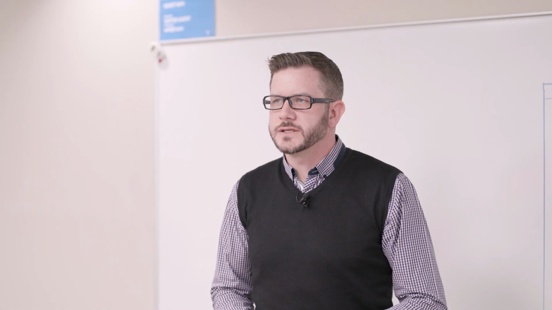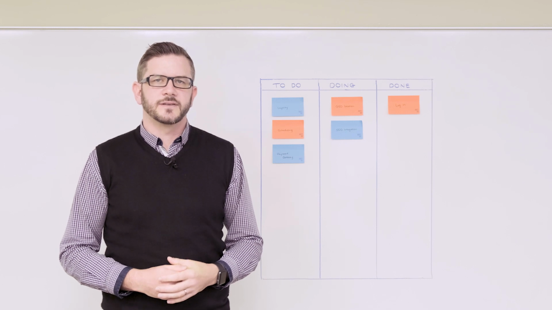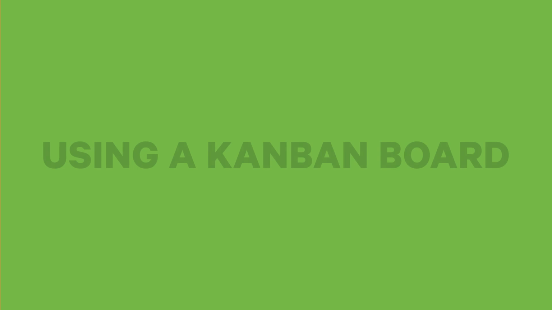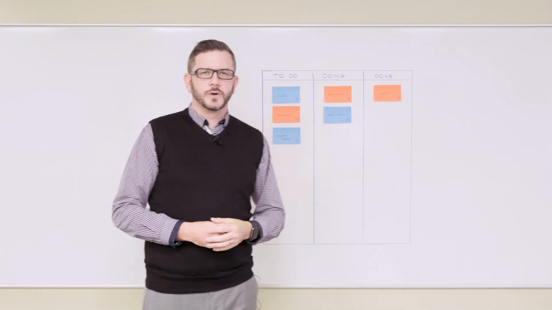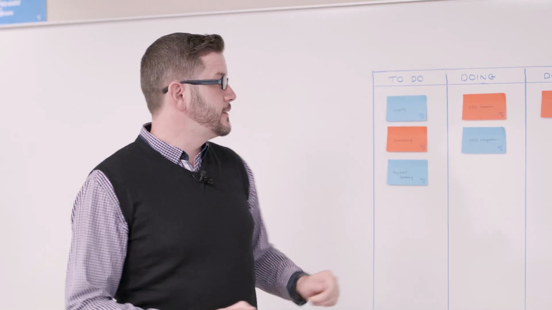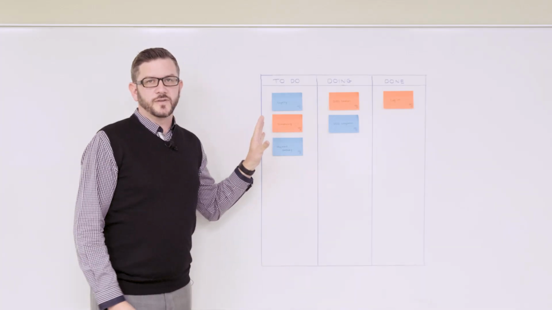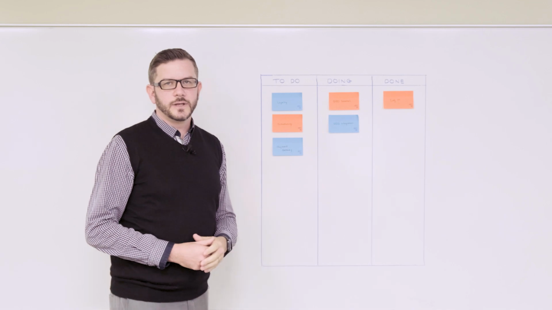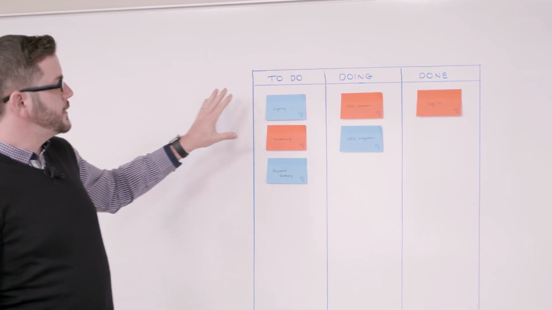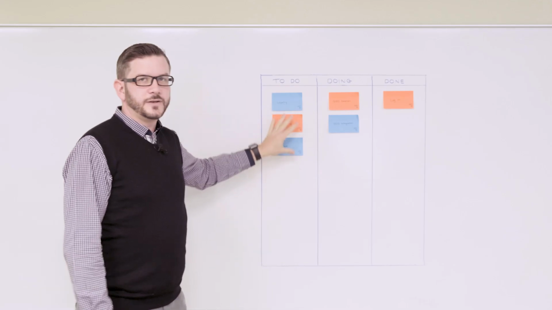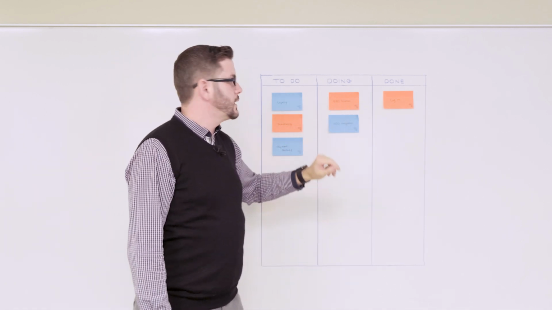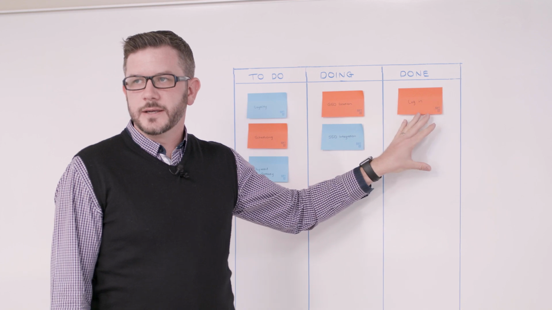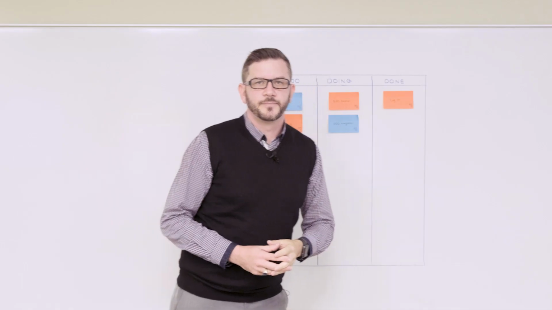In today's whiteboard session, I'm going to show you how to run a successful stand-up. For today's session, we're going to use a Kanban board. A Kanban board is the easiest way for you to represent the work that you've committed to in your iteration. You have all the work from your backlog that you've decided to do in your to-do column. You have the current in-progress work in your doing column, and any work that has been done is in your done column.